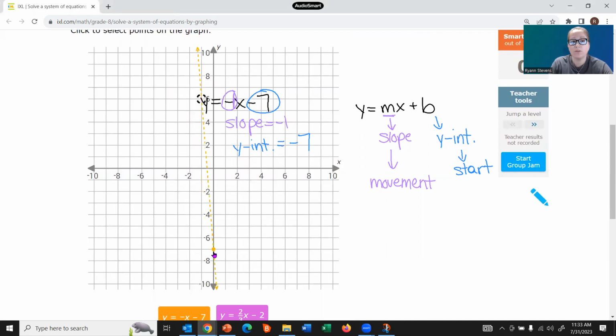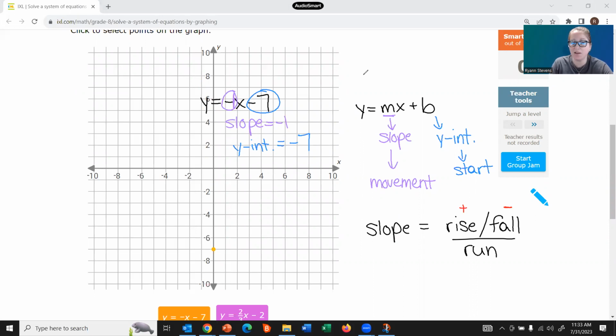So remember with slope, our slope is going to be our rise or our fall over our run. And so if it's a positive number, it would be our rise. If it's a negative, it's going to be fall. So in this case, we are going to be falling because it is a -1.